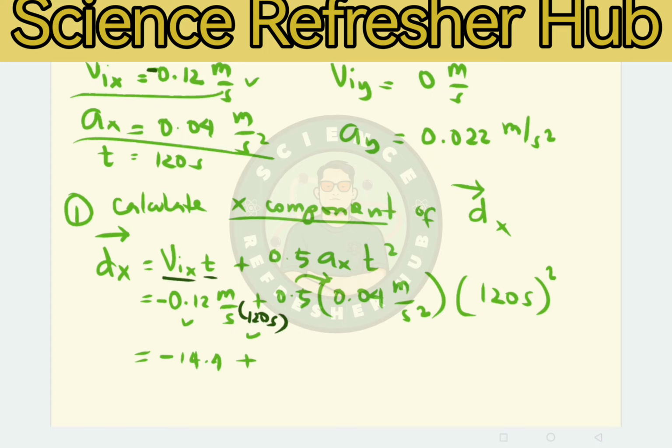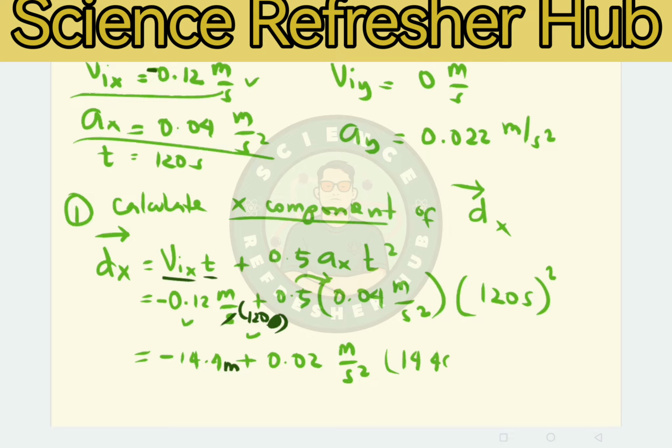0.04. The product is 0.02. And the unit is meter per second squared. Going back to our previous term here, we can cancel seconds and seconds. So we have meters here. And do not forget 120 times 120.